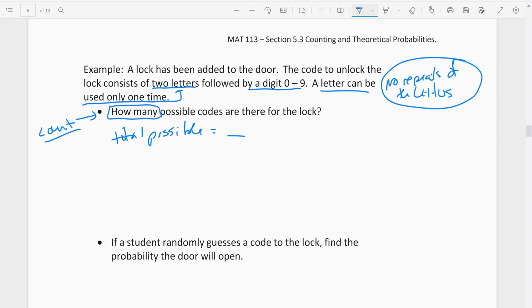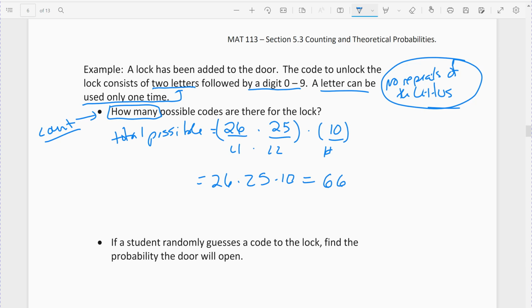All right, so I've got letter 1, letter 2, and then my number. No repeating my letters. For my first letter there are 26, but I've used a letter, so for the second letter there's only 25. Then I get a single digit, and there are 10 of those. So it's 26 times 25 times 10, which is 6,500 total codes. That would be the big group.